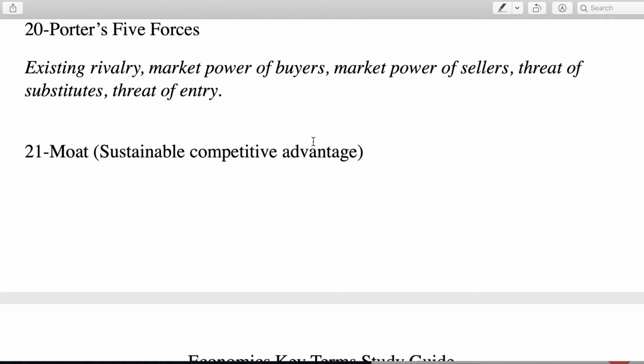So for instance, if UPS is selling delivery services to individuals, buyers have very small market power. But if they're selling delivery services via contracts to another business, like fatbraintoys.com or something like this, that's going to have a large volume, and now all of a sudden there's going to be quite a bit more market power of buyers. Market power of sellers.